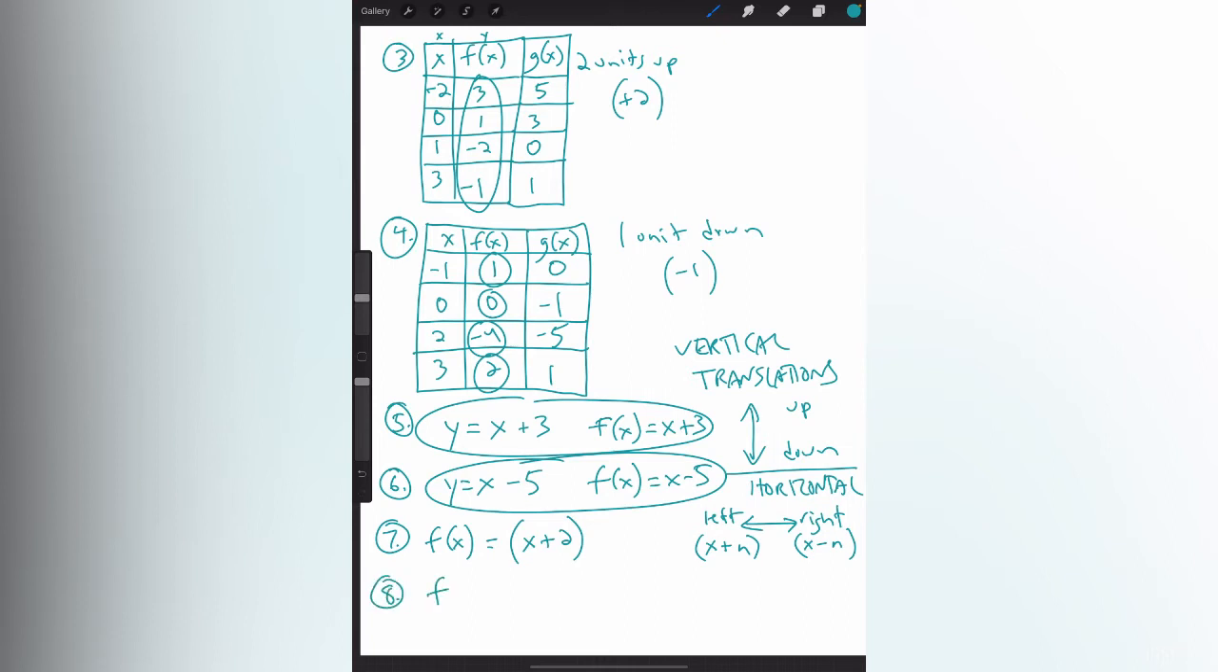Number 8, I'll start off with f of x again, equals, I have my parentheses. And right now, just trust me, adding the parentheses now will make things easier in the future, okay? So it says, write an equation for each horizontal translation, and it says 4 units right. Remember, we're going to be subtracting. So we would subtract 4 units that way, okay?